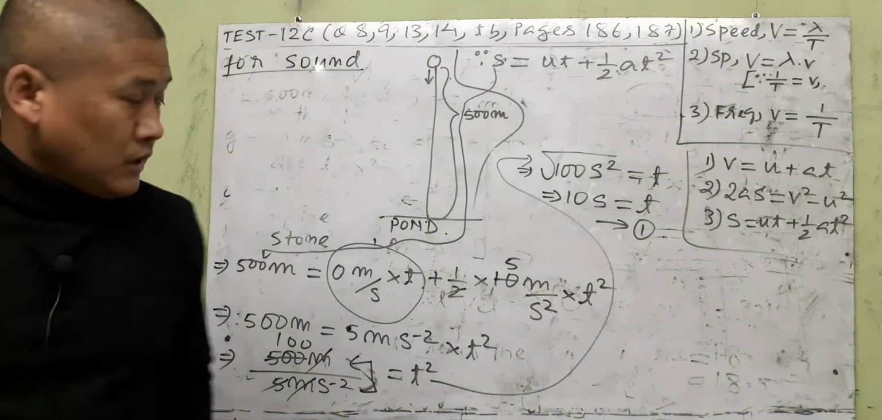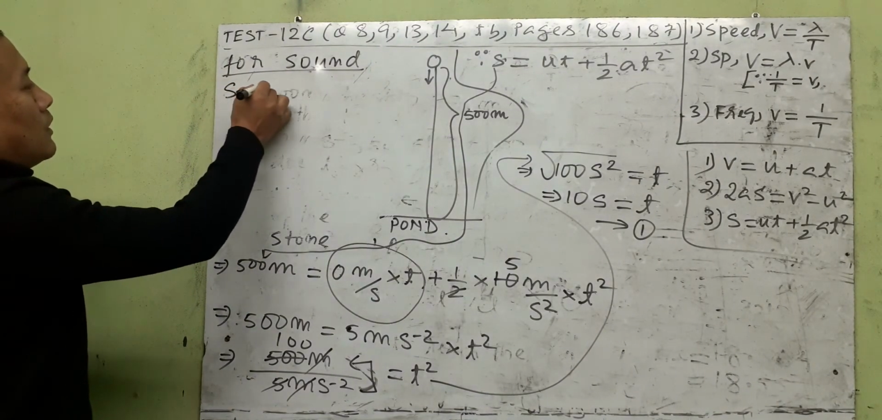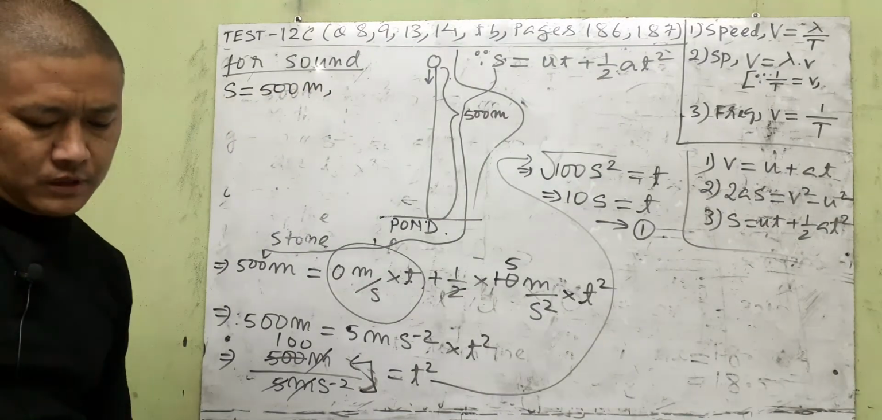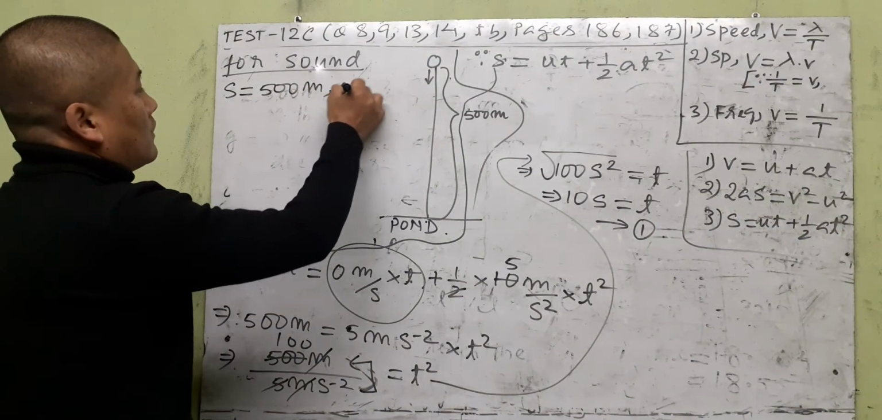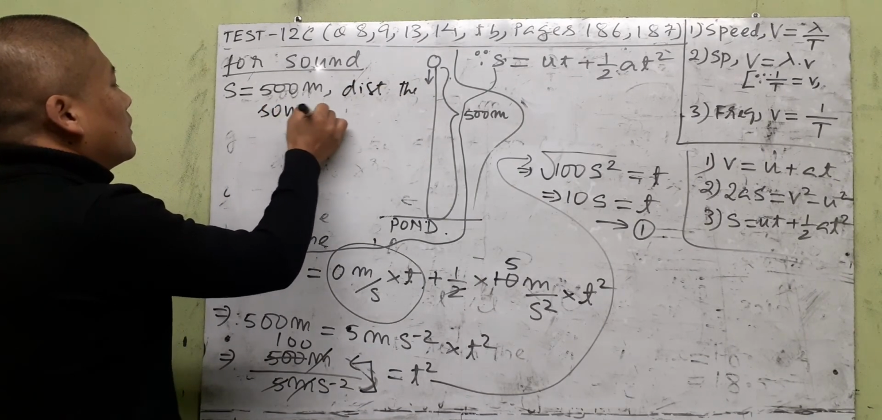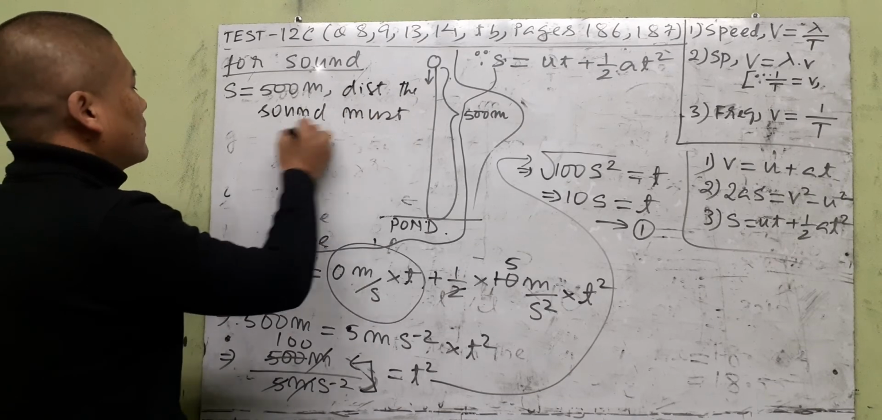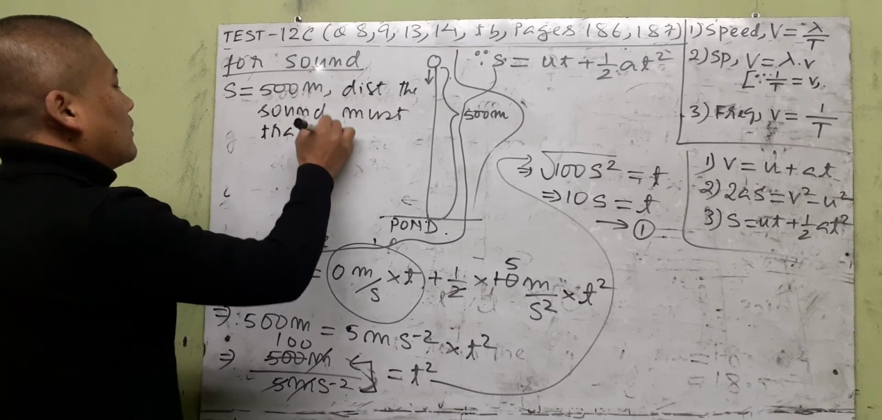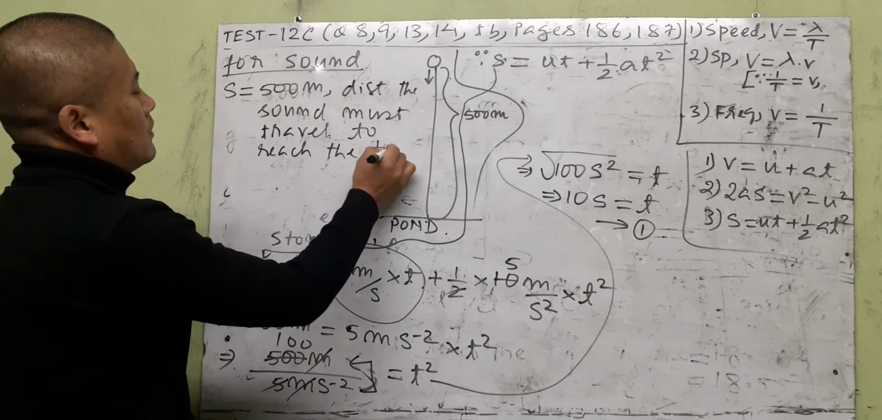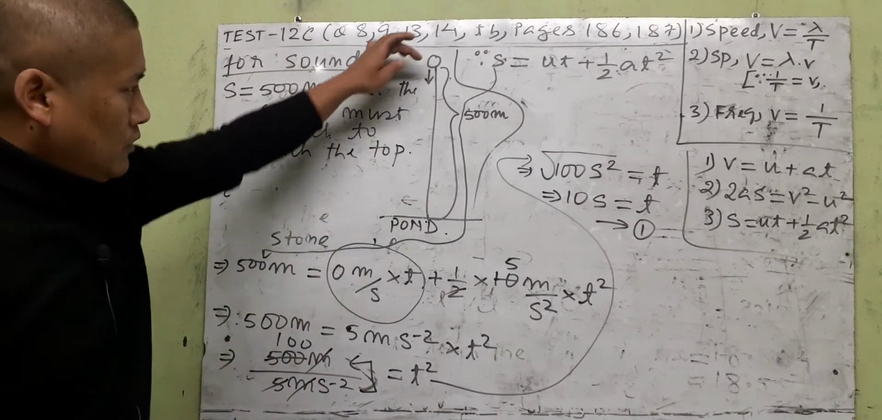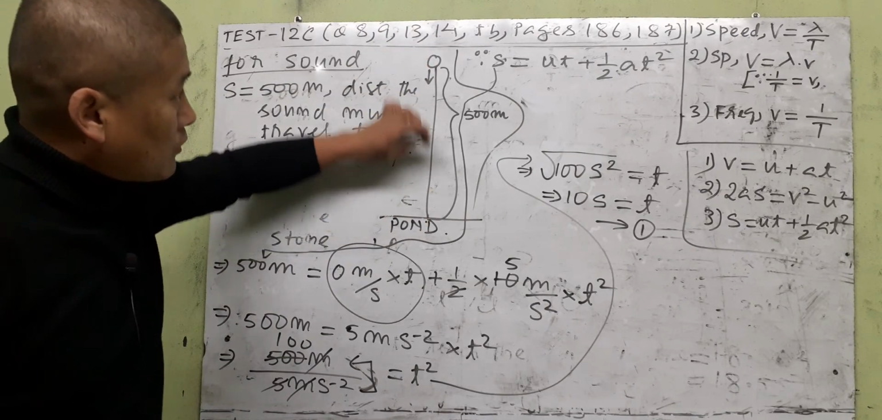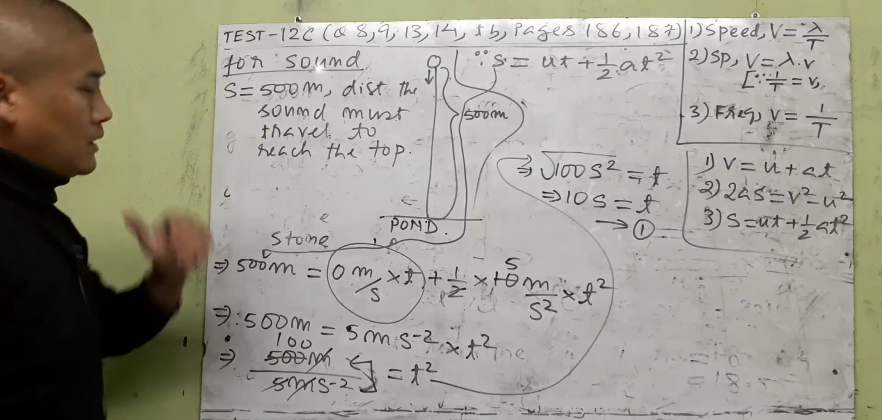So for that, let's do here s. So s will be 500 meter again. This is the distance that the sound must travel to reach the top. The distance for the stone to travel from here to the pond is 500. For the sound to travel from the pond to you, it's also 500, the same.